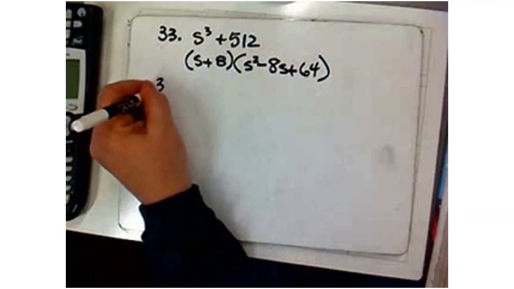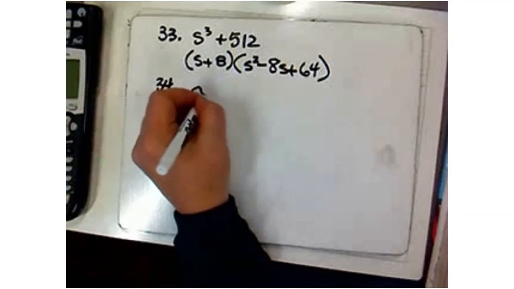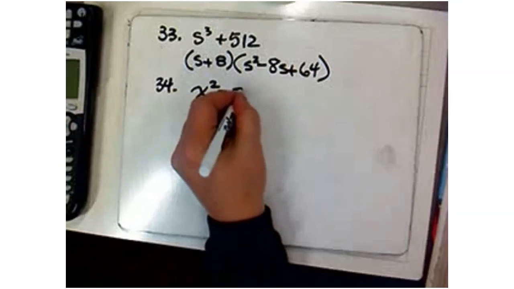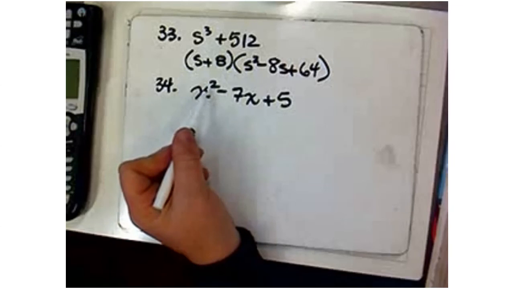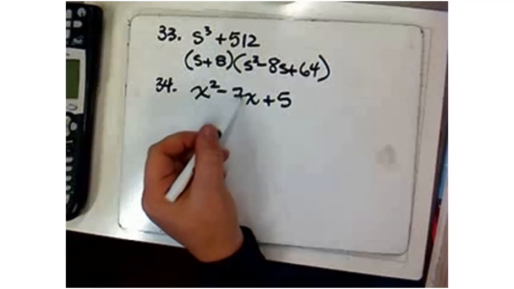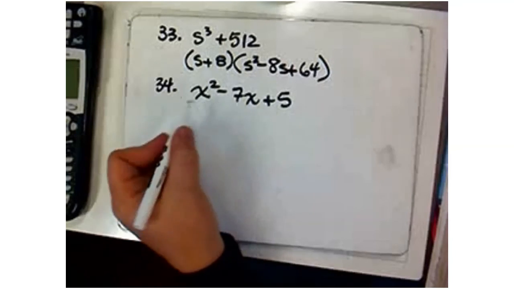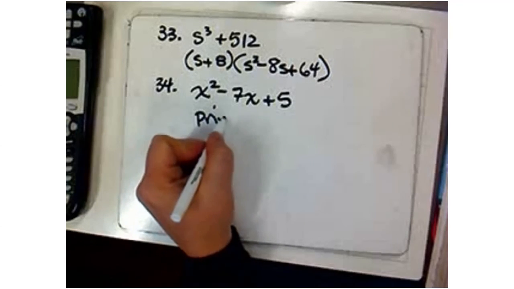And finally, number 34, the problem is x to the second power, bring it on down, minus 7x plus 5. The answer is prime. Gotta love that one.